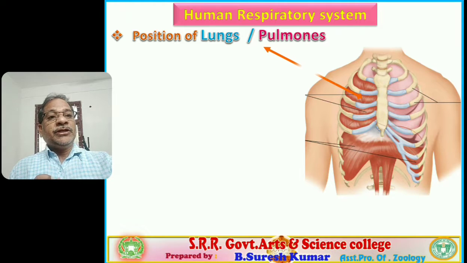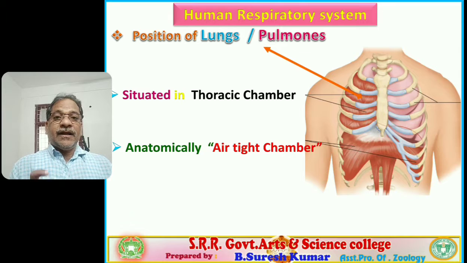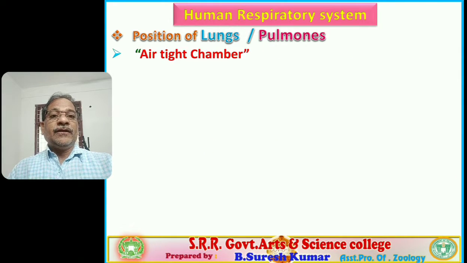If we observe the position of the lungs in our body, as I already told, they are situated in the thoracic chamber. They are seated in our thoracic cavity, so they occupy the thoracic chamber. They border with what structures? Such structures form an anatomically airtight chamber. Followed? So the lungs are seated in an airtight chamber. So what is the airtight chamber?